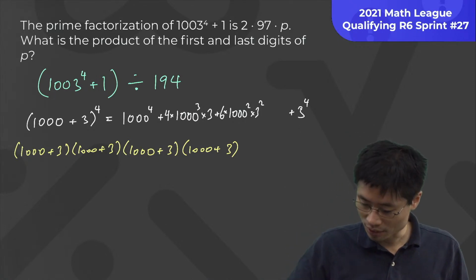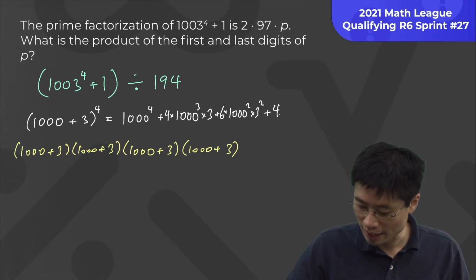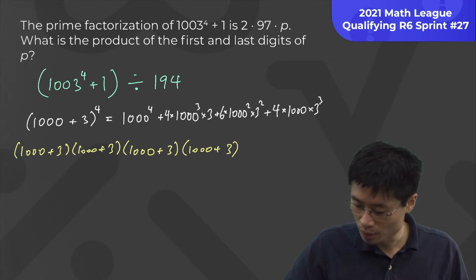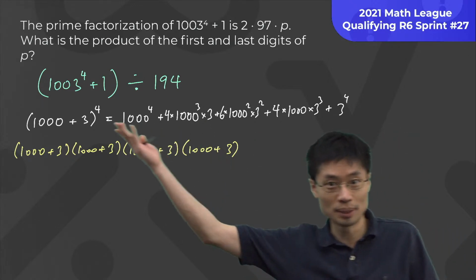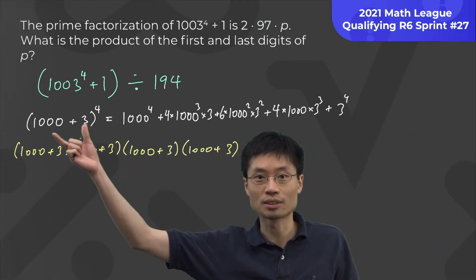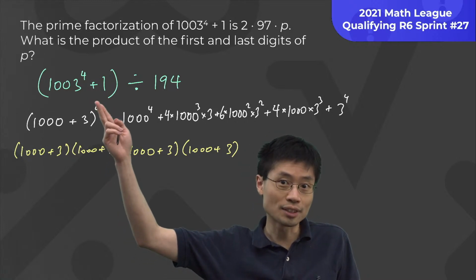Okay? And the 3 to the 4, let's leave some more space. The next one is going to be 4 times 1000 times 3 cubed, and the last one will be 3 to the 4th. Okay? So that's going to be this number. If I wanted to know what is 1003 to the 4th power, I'll have to add 1 at the end.